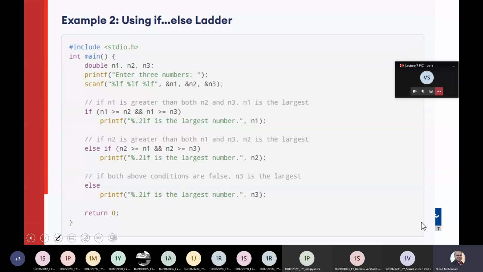Now let's understand how to implement the same program using an if else ladder. So let's start with the code. First thing is include stdio.h, so that will include the standard libraries. Next thing is int main, and then you declare the three double variables.